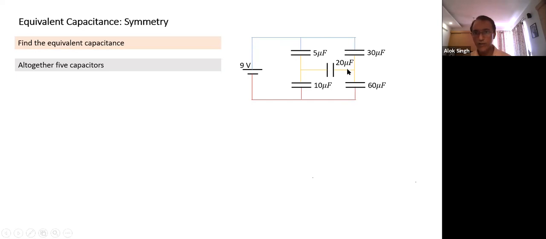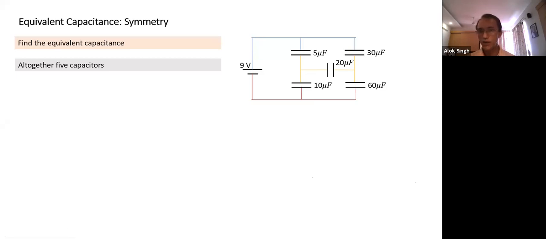Sorry, this color, orange, is not distinctly visible. So one is okay, we'll come to that part. So why are 5 capacitors connected? Will the potential of this part and the potential of this part be the same or different? That's the question.